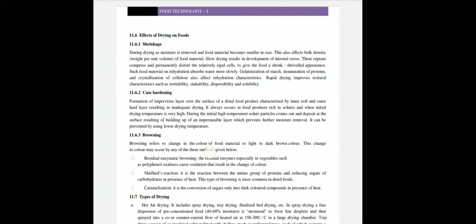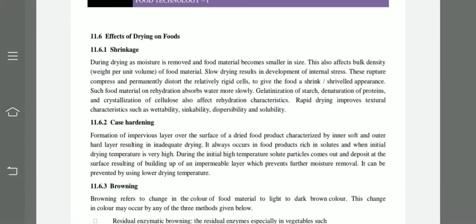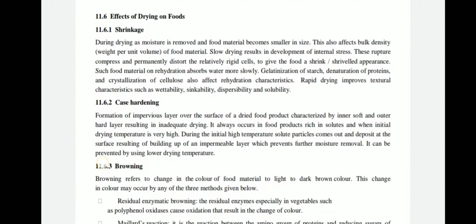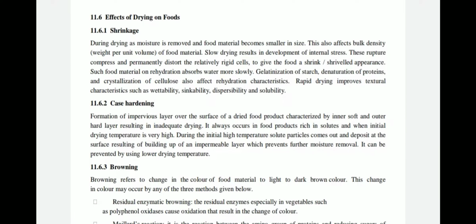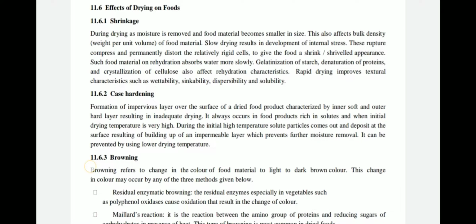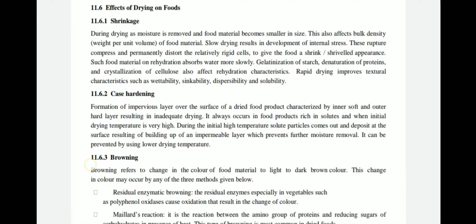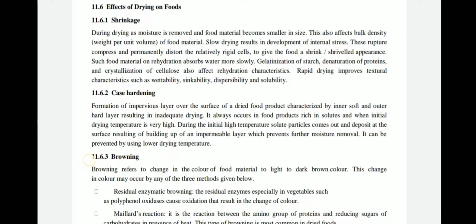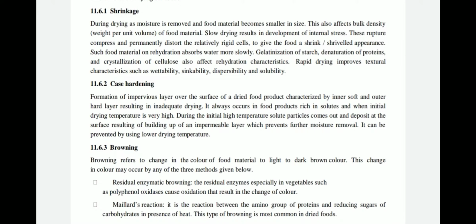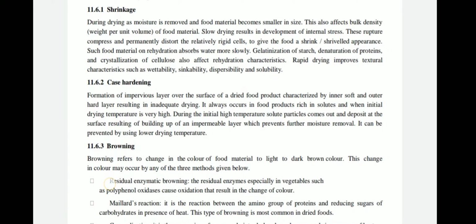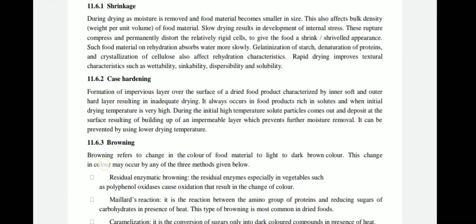Now, moving towards effects of drying on food. First effect is shrinkage. Actually, effects are the defects. So shrinkage is a defect, because such material on rehydration absorbs water more slowly. Shrinkage means permanent damage to the rigid cells. And when the rigid cell structure is damaged, they are no longer available for rehydration. This can be because of gelatinization of starch, denaturation of proteins, and crystallization of cellulose.